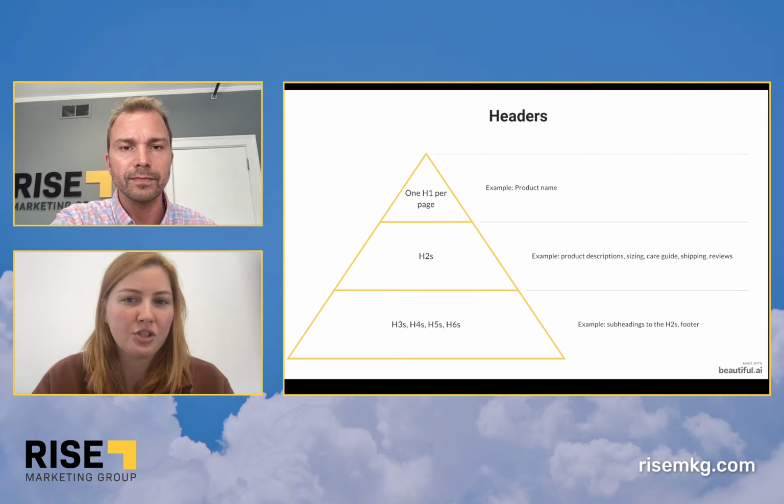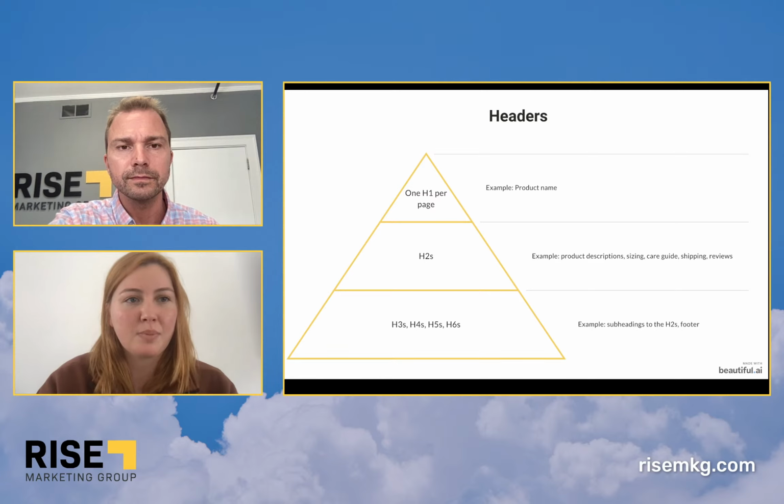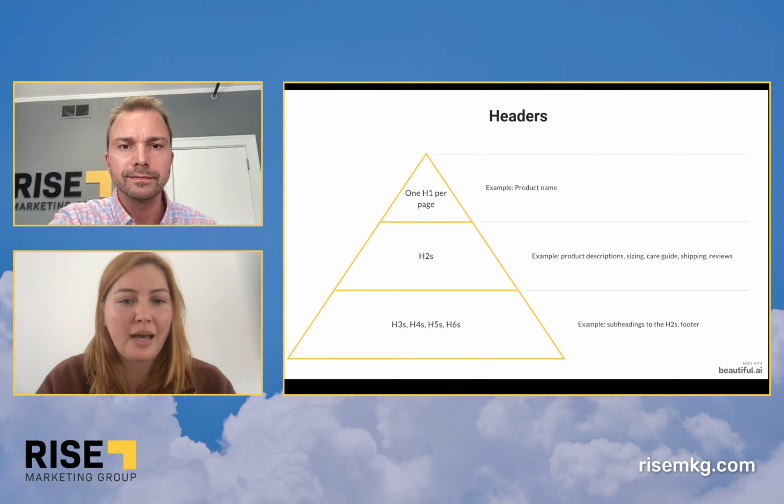Oftentimes, you will want to structure it with some sort of a header hierarchy. There should only ever be one H1 per page. Oftentimes, that's also going to have your primary keyword, and oftentimes it's going to be the same as your meta title. Underneath that should be a header 2, so that's additional content underneath that header. So for example, for a product page, if the header 1 was your product name, a header 2 could be the product description, sizing, care guides, shipping, or reviews. And then underneath that can be some subcategories to the header 2s, and those will be your H3s, H4s, etc.